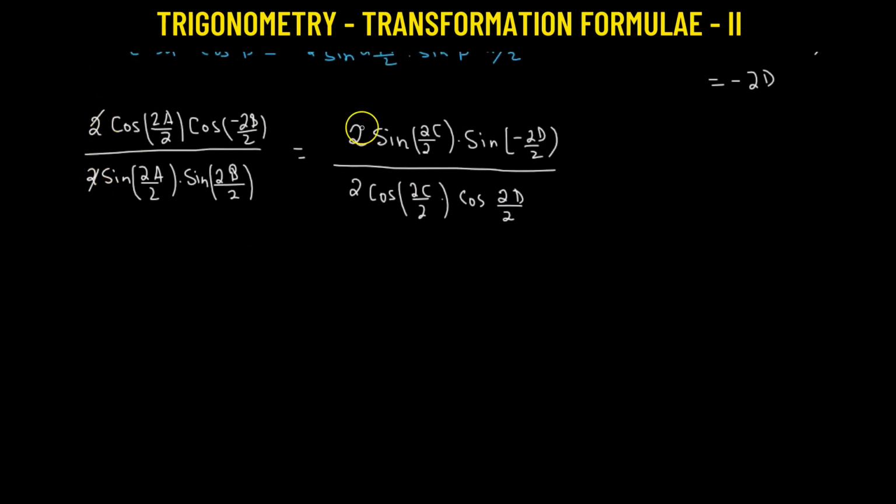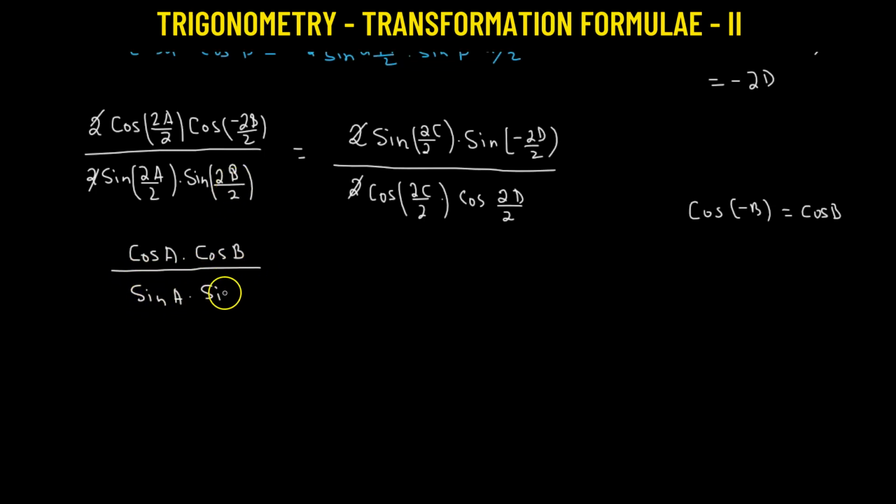So let's factor out 2 from the numerator and the denominator. So we have cosine of angle 2a over 2. So that's going to be cosine of angle A. Then we have cosine of negative b. But cosine is an even function. So cosine of negative b is simply cosine of angle b. Now that means we will get cosine of b whole divided by sine of angle A multiplied to sine of 2b over 2 will be sine b.